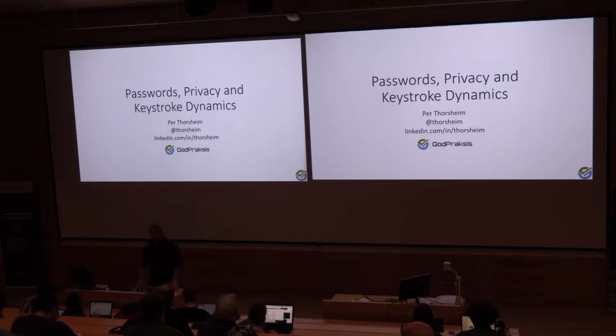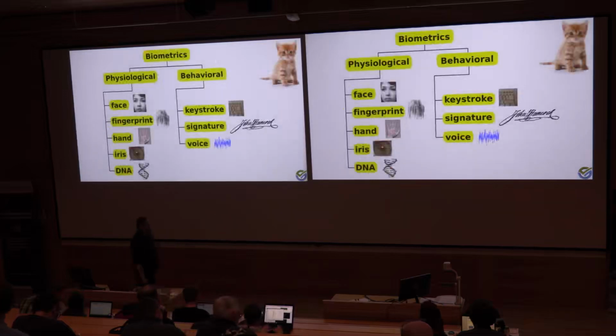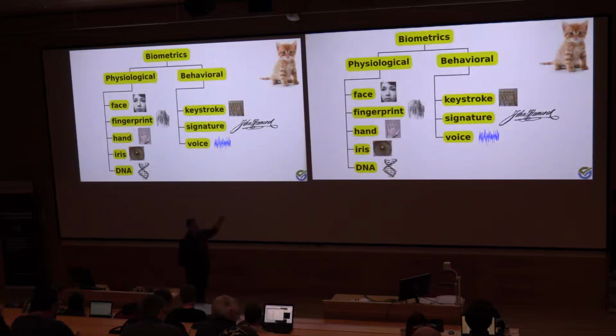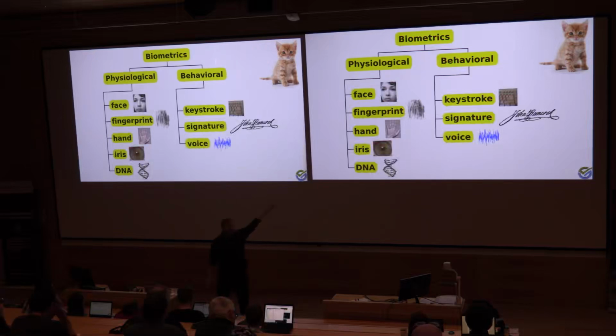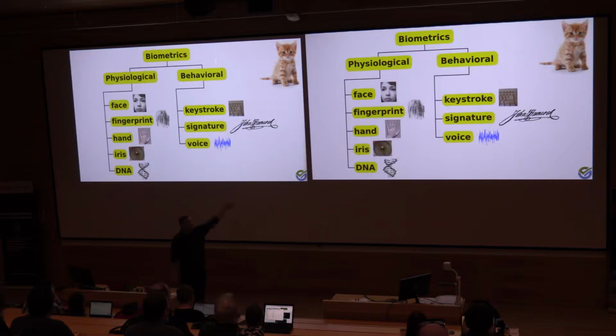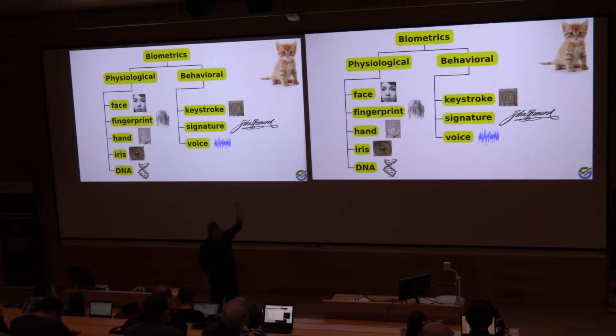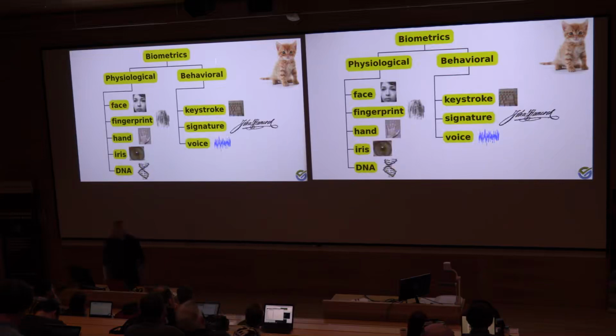about keystroke dynamics. And the basics here are very simple. Here's a kitten for you. When it comes to biometrics, you can put it into two categories. Physiological, which is how your face looks, fingerprint, hand, iris, DNA. And you have behavioral biometrics, which is more like how you type on a keyboard, how you do your signature, how you do your voice. You can sync that to your computer to log on, as an example.